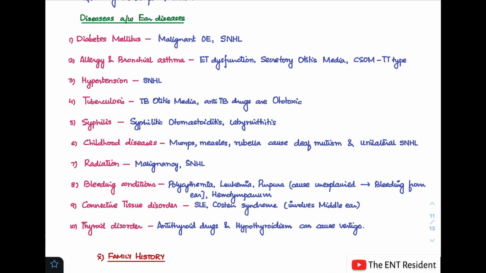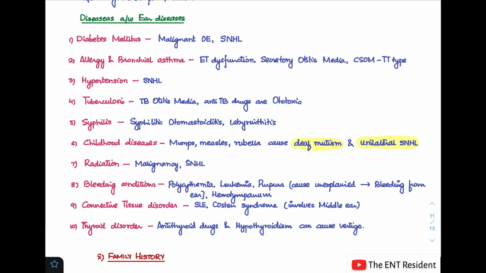Tuberculosis patients can have tuberculous otitis media. Also, anti-TB drugs can be ototoxic. They can cause a hearing loss. In syphilis, you will see syphilitic otomastoiditis and labyrinthitis. Childhood diseases like mumps, measles, rubella can cause deaf mutism and unilateral sensorineural hearing loss. Radiation can cause malignancies and sensorineural hearing loss. Bleeding conditions like polycythemia, leukemia, purpura can cause unexplained bleeding from the ear and also hemotympanum.